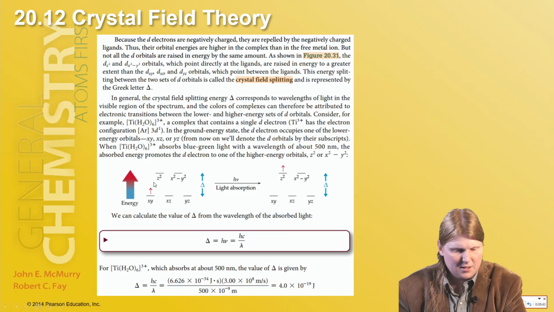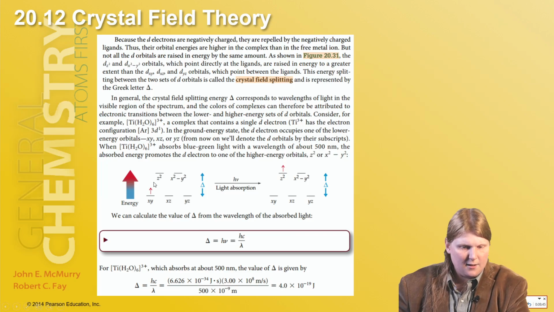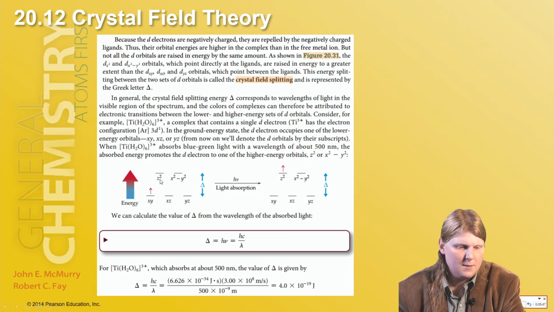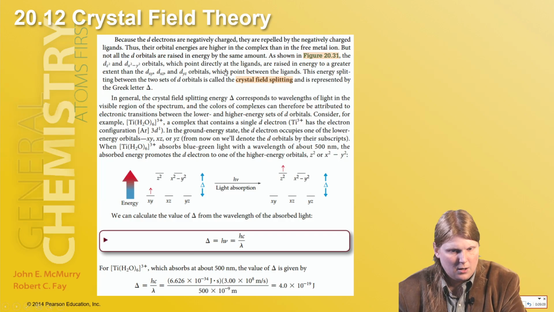So typically we see a splitting, right? In this case, we see a splitting where the z squared and x squared minus y squared are at a higher energy. But that's not always the case for all versions of crystal field and crystal field splitting. Sometimes they get raised to a higher energy, and sometimes they're at a lower energy, and it can depend on the exact version of the crystal field. Typically it looks like this, where they're split that way, but it's not always the case.